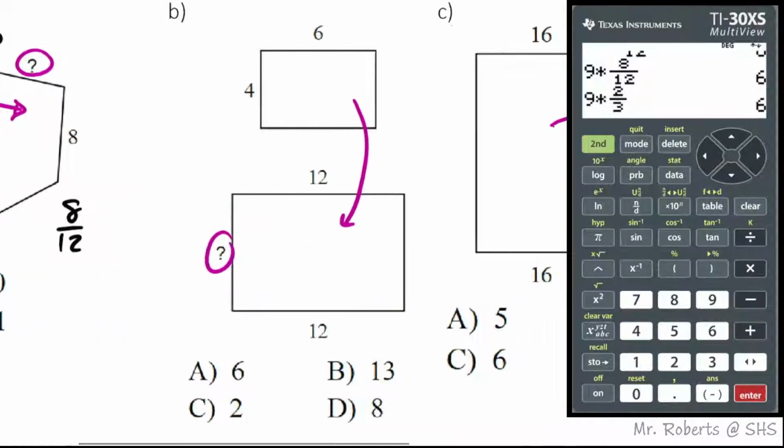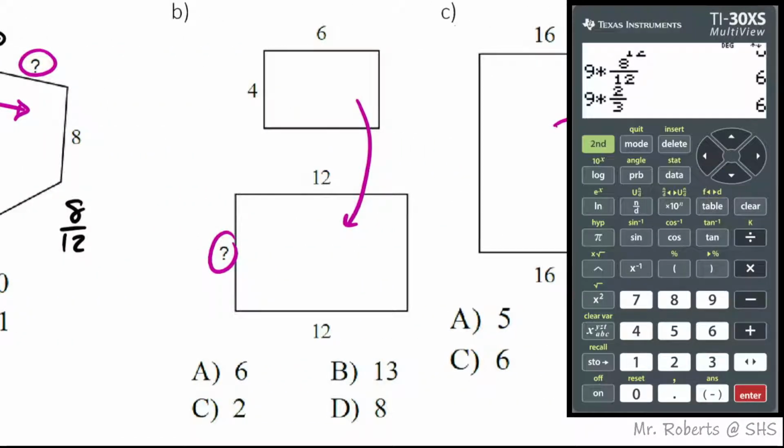Let's look at B. Okay, scale factor again. It's going to be the new dimension, 12, divided by the old, 6. So 12 over 6 looks like the scale factor is 2. And you can see that, I didn't need to do that. It's 2. So 4 times 2 gives me 8. So this has to be 8. Looks like this one's answer is D.